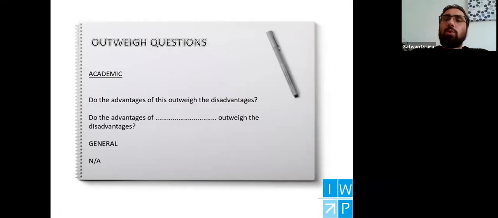And then we have outweigh. Outweigh is for academic only and not for GT, the general exam. Okay, so here we're given a fact. This is a situation that we're given, and we're asked questions. Do the advantages of this situation that we are presented with outweigh the disadvantages? Do the disadvantages of this situation outweigh the advantages?